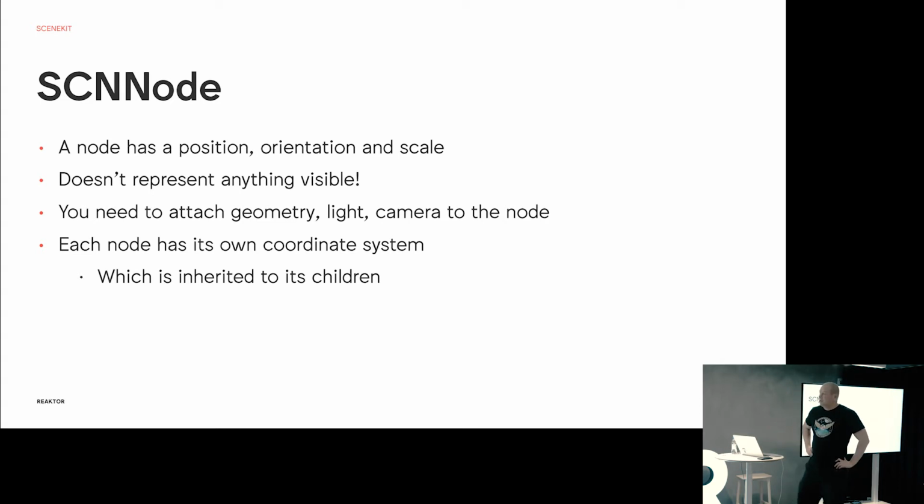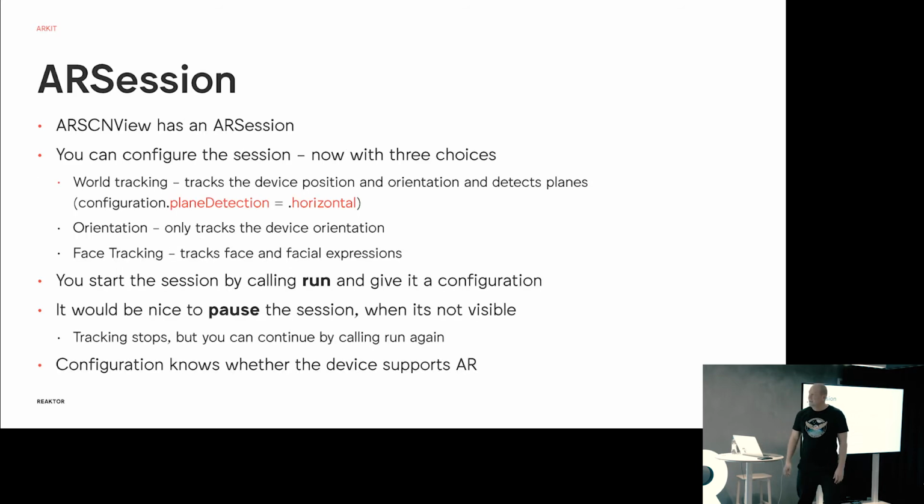Each node has its own coordinate system, and it's inherited to the children of the node. So if you're modeling the solar system, for example, you'd have your sun and then the planets, and then, for example, Earth. It would probably be sensible to have the moon under the Earth, and then it would rely on the Earth's coordinate system and not the sun's. So that'd be fairly hard to do. But okay, AR session.